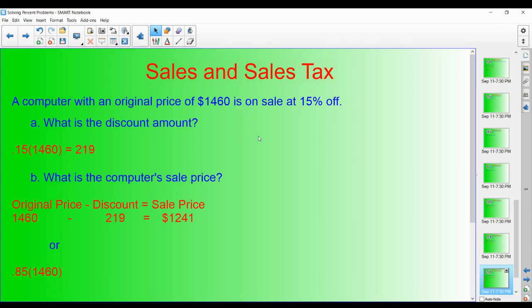Or instead of paying 100%, I am only paying 15% less. So I'm paying 85% of my total and I get the same 1241. So in these sales problems and tax problems, there's multiple ways to do it, depending on whether you want to find the final answer right away, or you want to do the intermediate step. And this is how we apply sales tax and discounts to items.